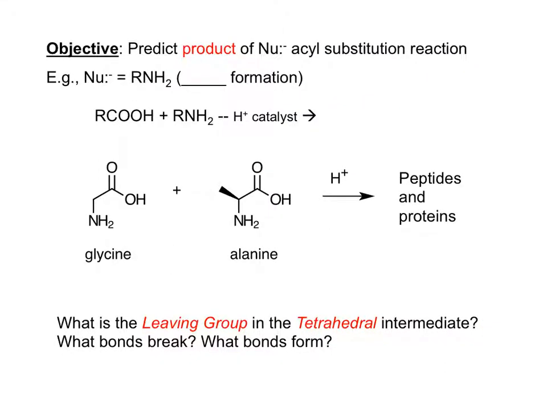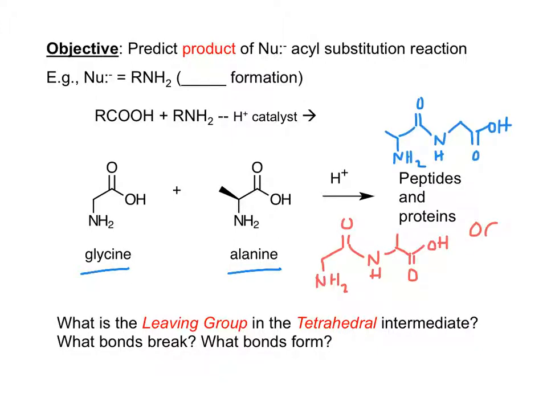So amino acids undergo nucleophilic acyl substitution reactions to form proteins. So apply your organic chemistry skills to show how glycine and alanine react to form a peptide. And the product of this reaction is, note that two possible products can form. In one case, this acid group reacts with the amine to form this product. In the other case, this acid group reacts with that amine to form this product.